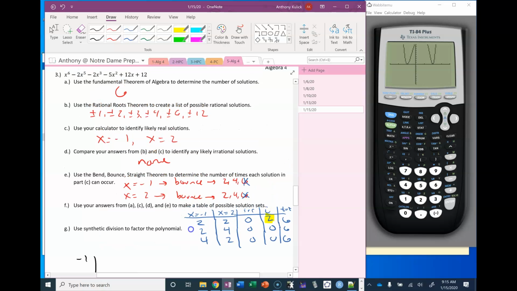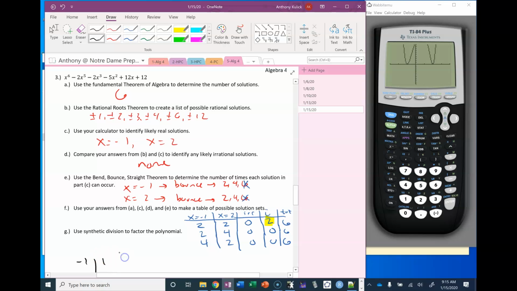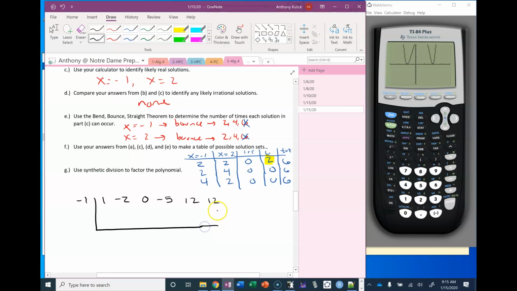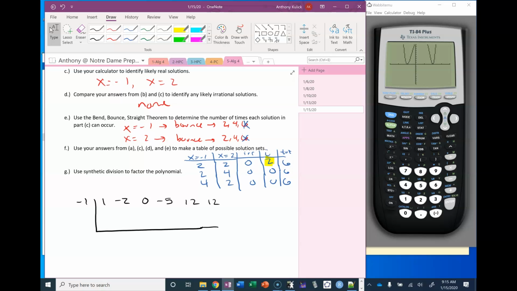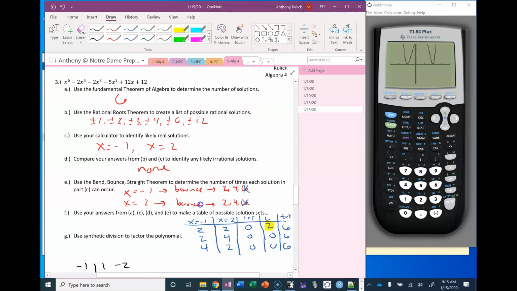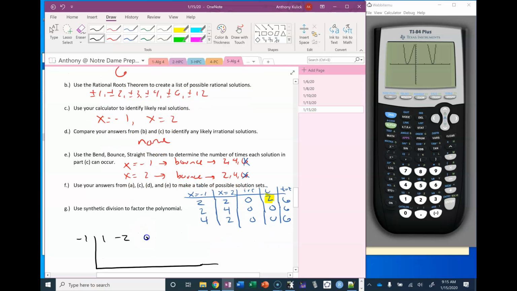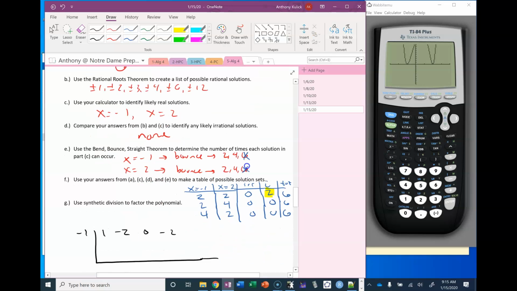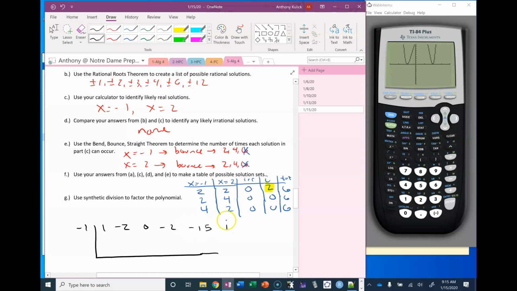I'm going to start with -1. Now we have to be a little bit careful when we're starting this setup. Notice that we have no x to the 4ths. So got to make sure that we have a 0 there. How many of you guys tried doing this and forgot the 0? I'm guessing more than one of us. Harley? Oh, thank you. That would have made life pretty difficult. So I have a 0 and then a -2. And then -5, 12, and 12. Thank you.